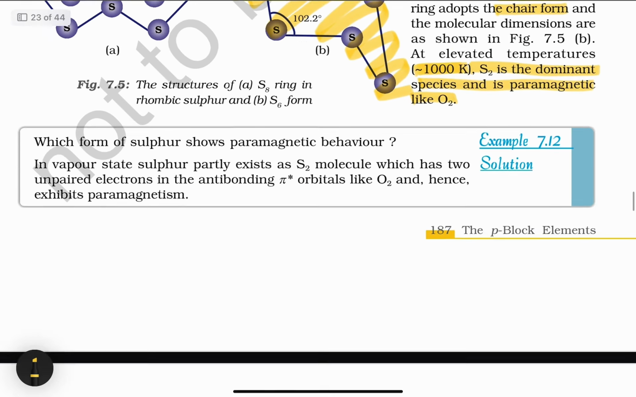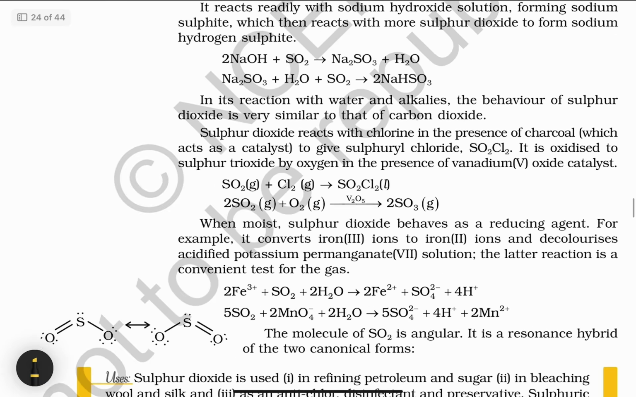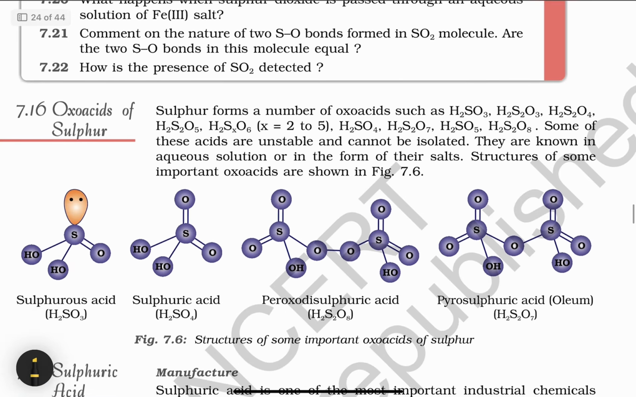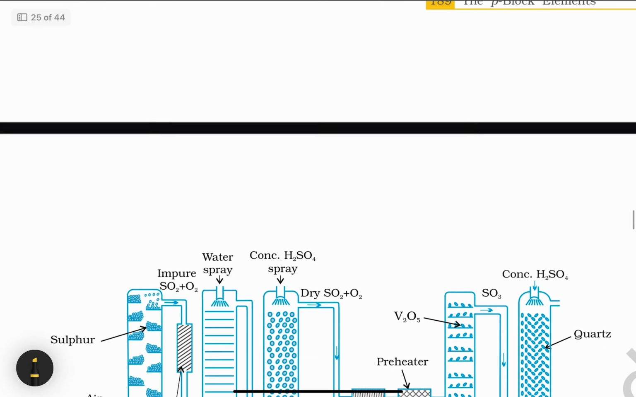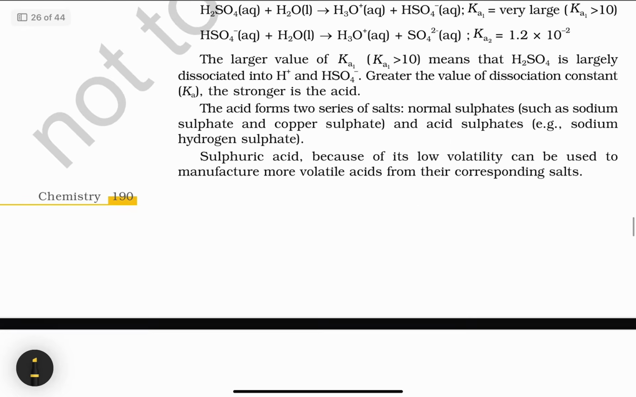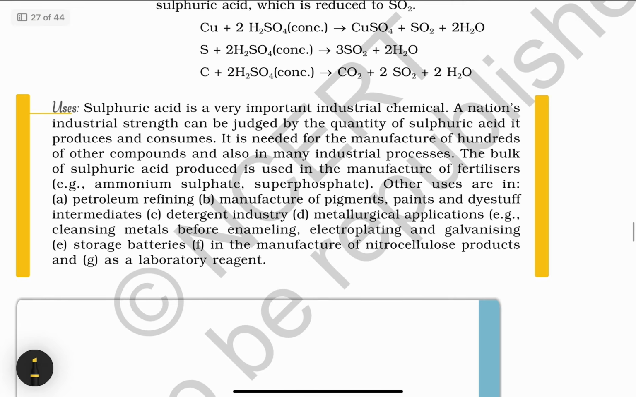Yes, these are known to you. Sulfur dioxide not required. Oxo acids of sulfur not required. Sulfuric acid not required. At present, they are all out of syllabus. Only general properties we need.